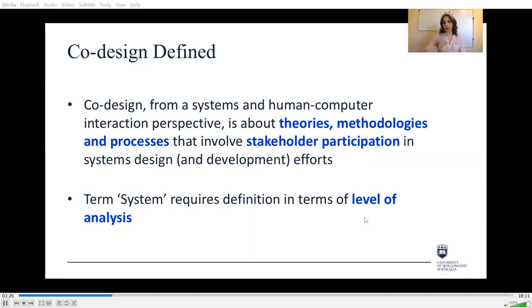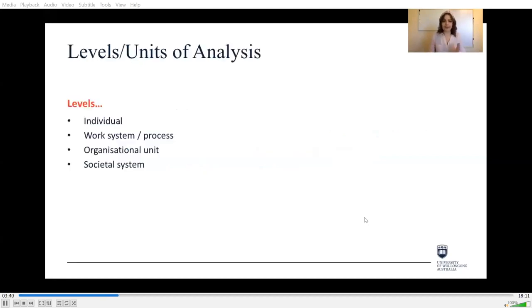Now, I'd like to highlight one point, and that is the definition of the system in terms of a unit of analysis or level of analysis. And that's quite crucial in defining any co-design activity or effort. So if we think about levels, what we mean in this instance is the unit of analysis by which we conceptualise a socio-technical system and where we place our emphasis and focus.